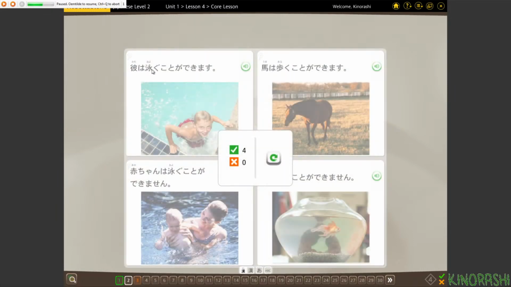Kare wa oyogu koto ga dekimasu. Uma wa aruku koto ga dekimasu. Akachan wa oyogu koto ga dekimasen. Actually, they say a baby when born already knows how to swim. Like, immediately from being born.